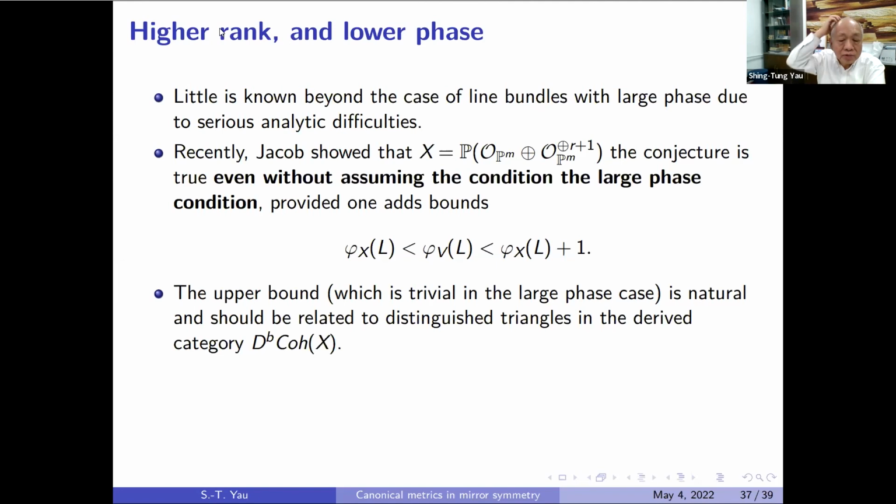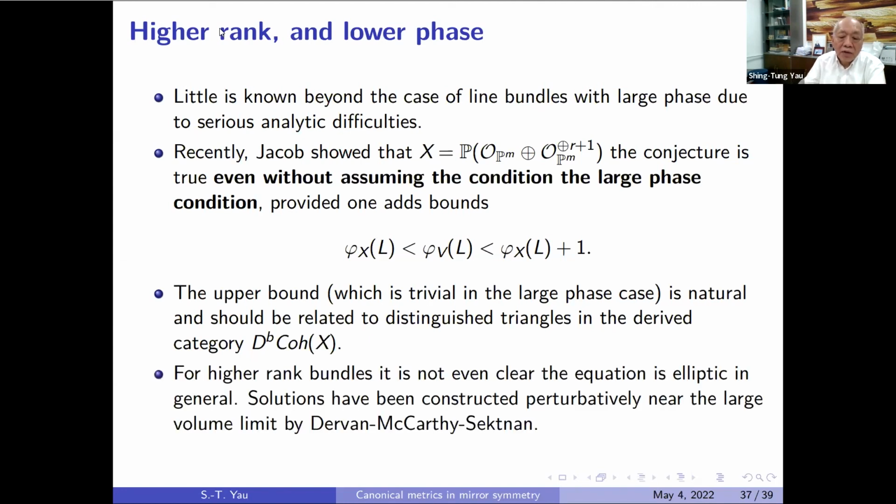The upper bound is natural and should be related to some distinguished triangles in the derived category. We hope to understand this better. How it works in general would be quite interesting. For higher rank bundles, it's not even clear the equation is elliptic in general. Although we can write down the equation, which we did, the question is whether this is an elliptic system or not. We do not know how to prove that. Maybe in a suitable gauge, we don't know. But on the other hand, solutions have been constructed by perturbation near the large volume limit by these three authors. So something should be workable in high rank, but very little is known about that.